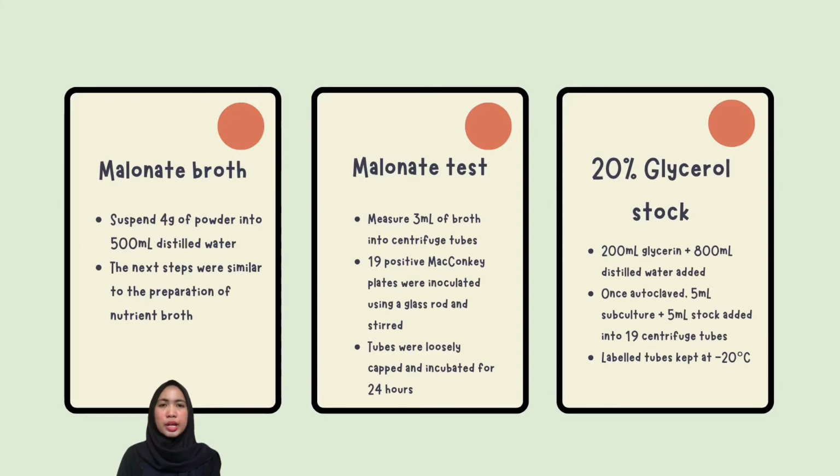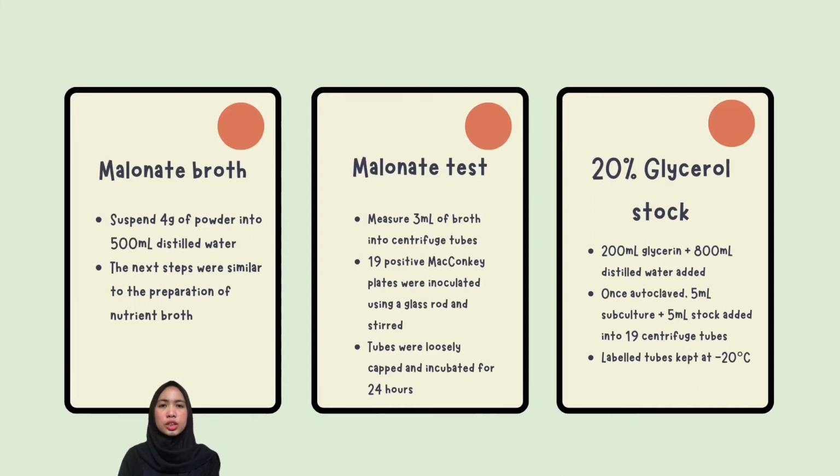Malonate broth was prepared by suspending 4 grams of powder into 5 milliliters of distilled water. The next steps were similar to the preparation of nutrient broth. Malonate test was performed by measuring 3 milliliters of malonate broth into a centrifuge tube. The 19 positive MacConkey plates were inoculated using a glass rod and stirred into the tubes. The tubes were loosely capped and incubated for 24 hours.